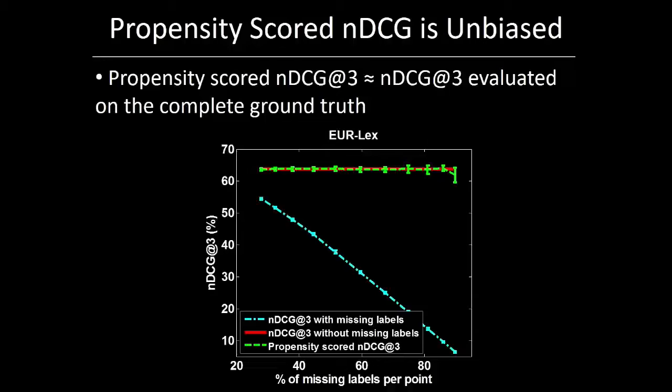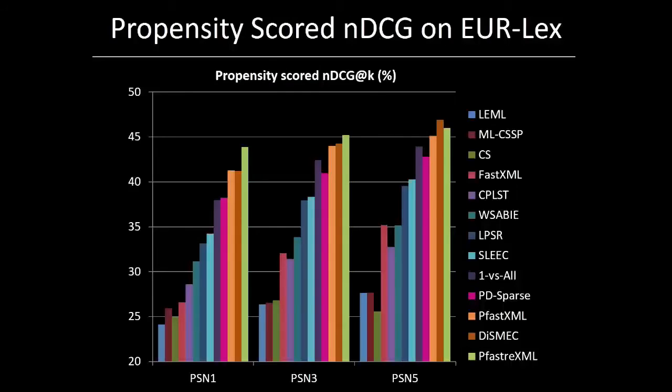So well, if propensity scoring really does work, how do all the algorithms stack up for propensity scored nDCG? So this is the EUR-Lex data set. We took a lot of algorithms and measured their performance. And so in response to the question, which algorithm is better, PD sparse or DisMec, the answer is obviously faster XML.